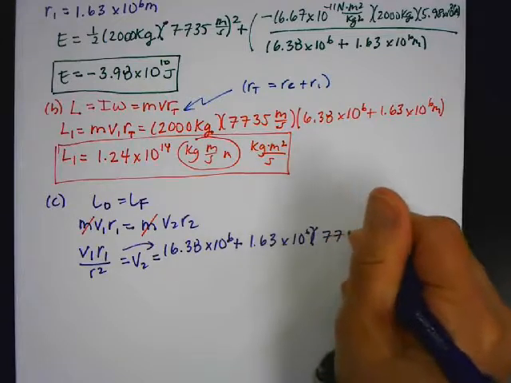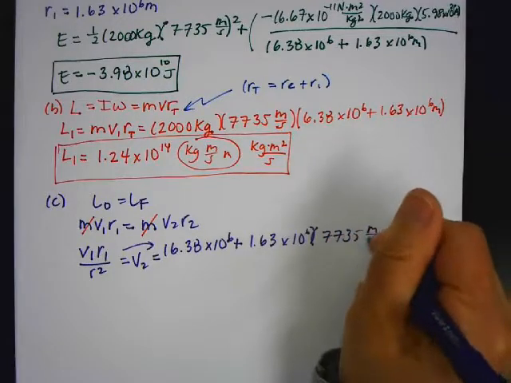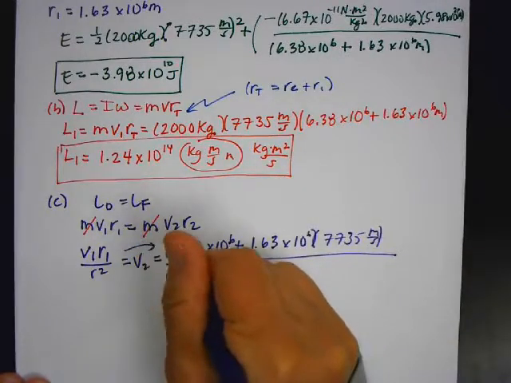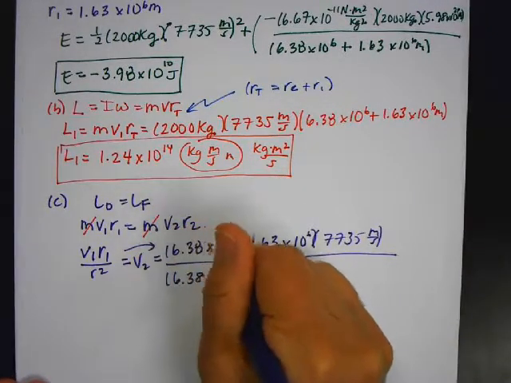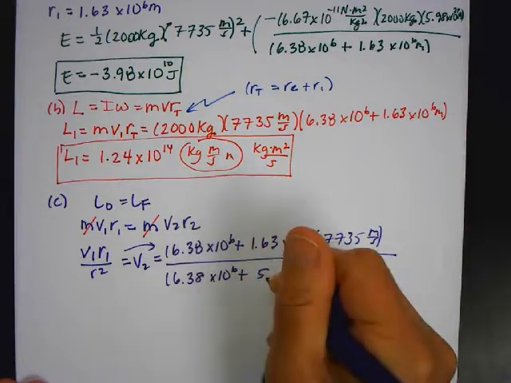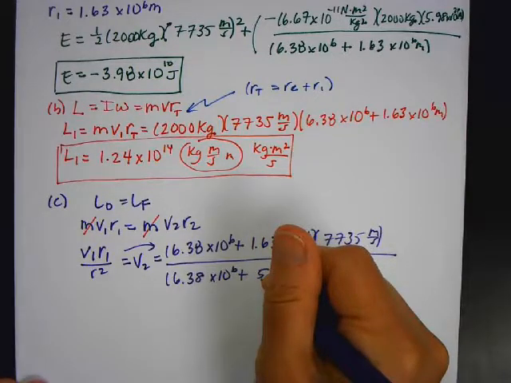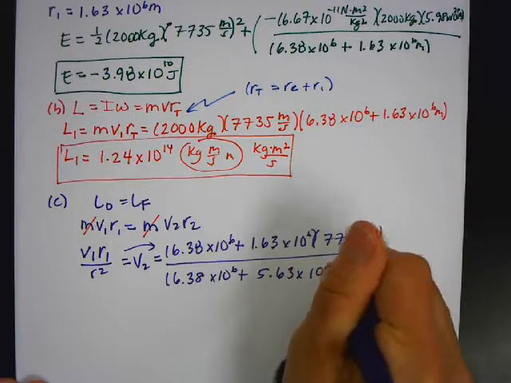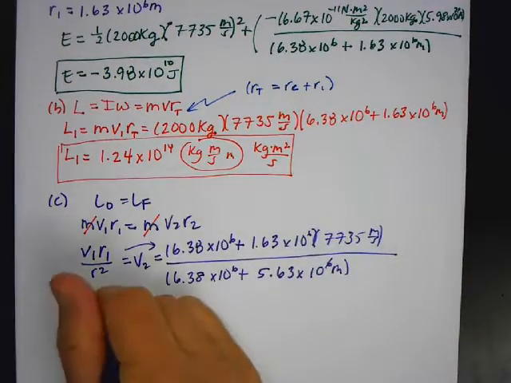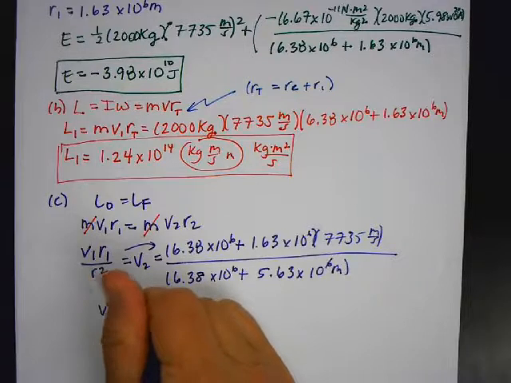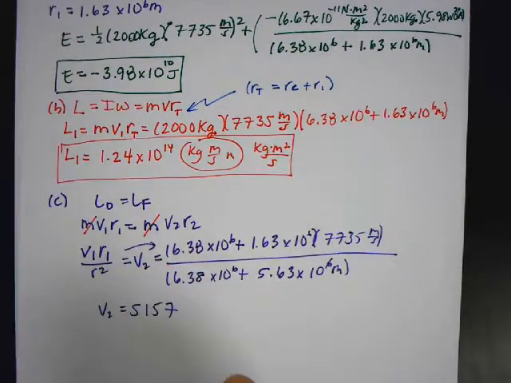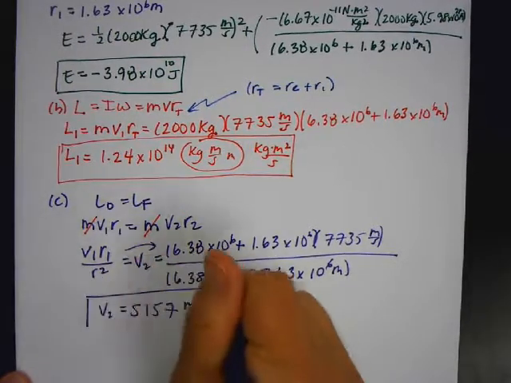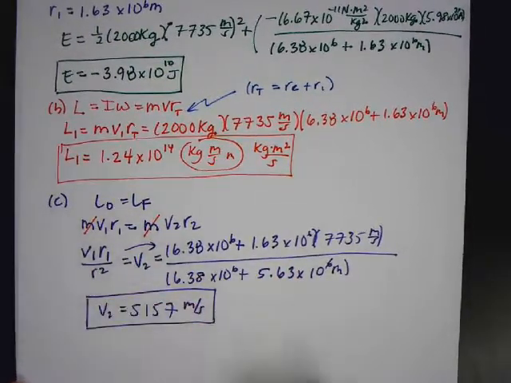Times 7735 meters per second divided by 6.38 times 10 to the 6 plus, they gave us the new radius, r2 was 5.63 times 10 to the 6. So my final answer for V2 is 5157 meters per second. And again, this is for an elliptical orbit.